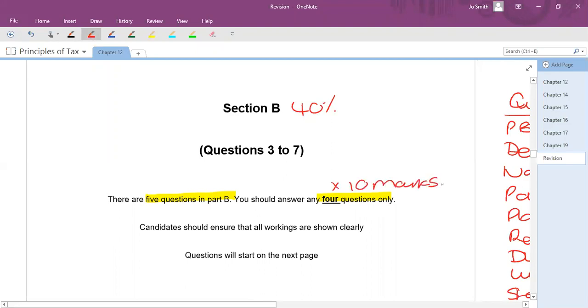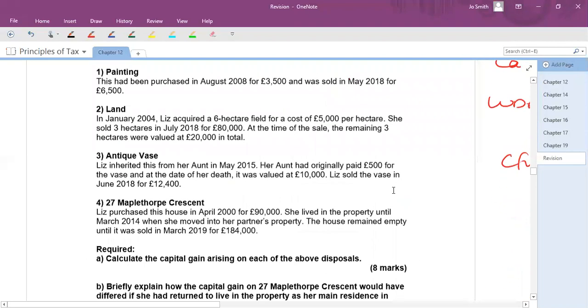So they're going to be smaller questions, basically on other topic areas that you've not already done in section A. On this exam, we do try to cover as many of the topics as possible, even though they might be worth less marks. So let's have a look at what question 3 is first of all.